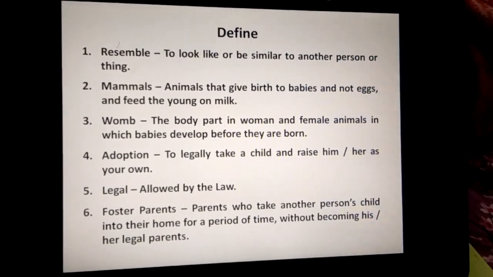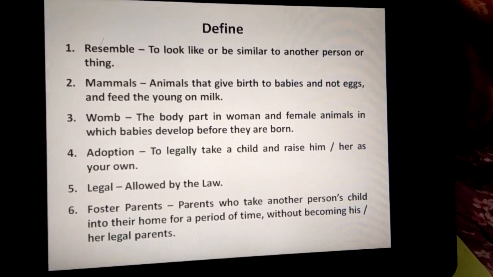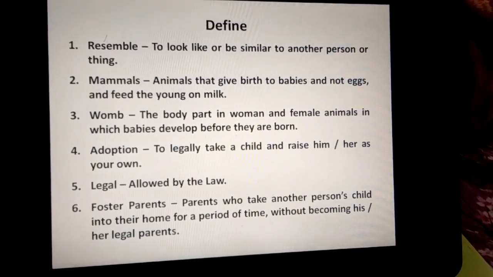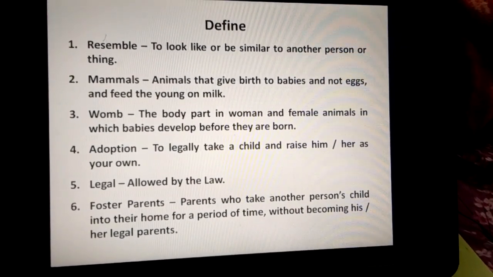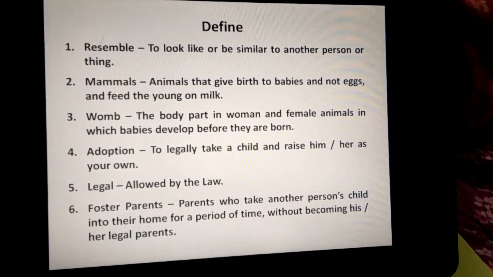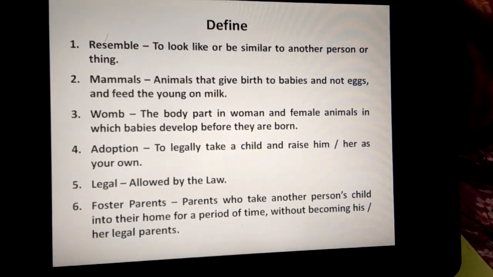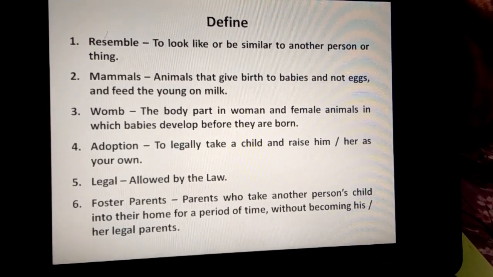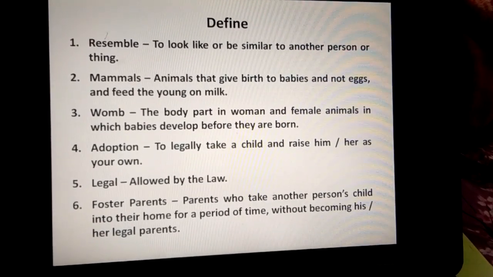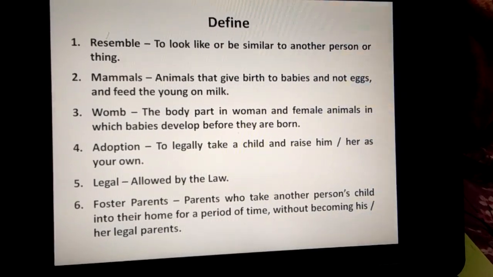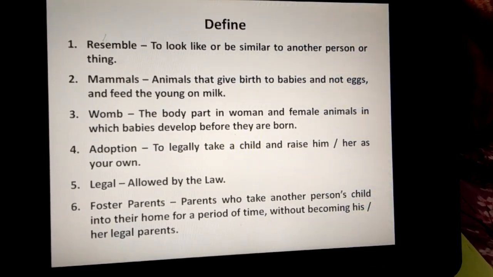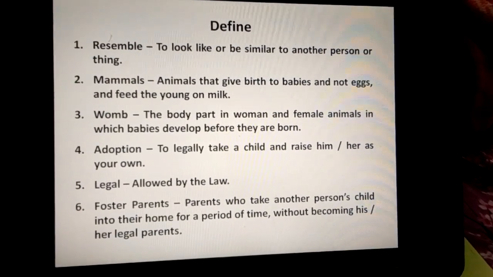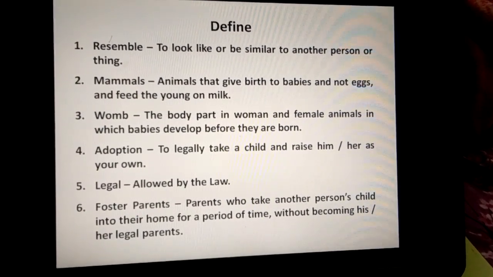Resemble, to look like or be similar to another person or thing. Mammals, animals that give birth to babies and not eggs and feed the young on milk. Womb, the body part in women and female animals in which babies develop before they are born. Adoption, to legally take a child and raise him or her as your own.